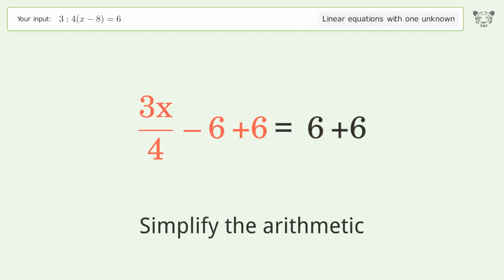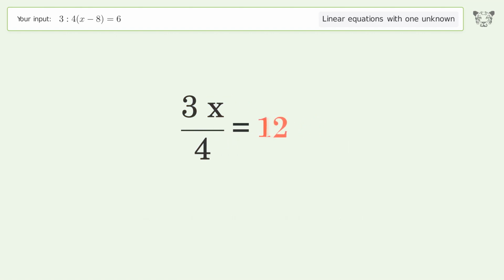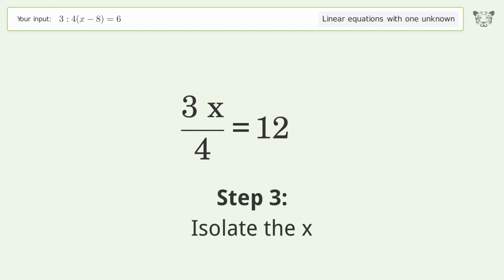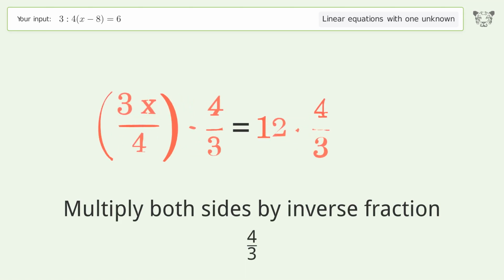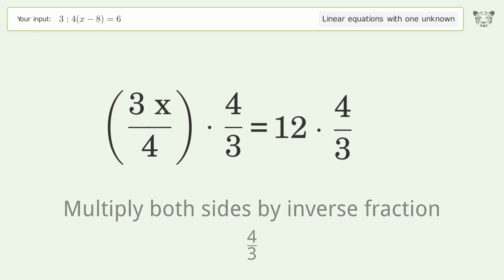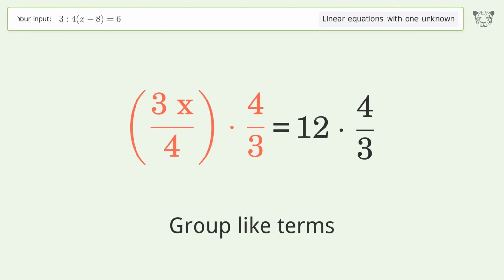Simplify the arithmetic. Isolate the x. Multiply both sides by the inverse fraction, 4/3. Group like terms.